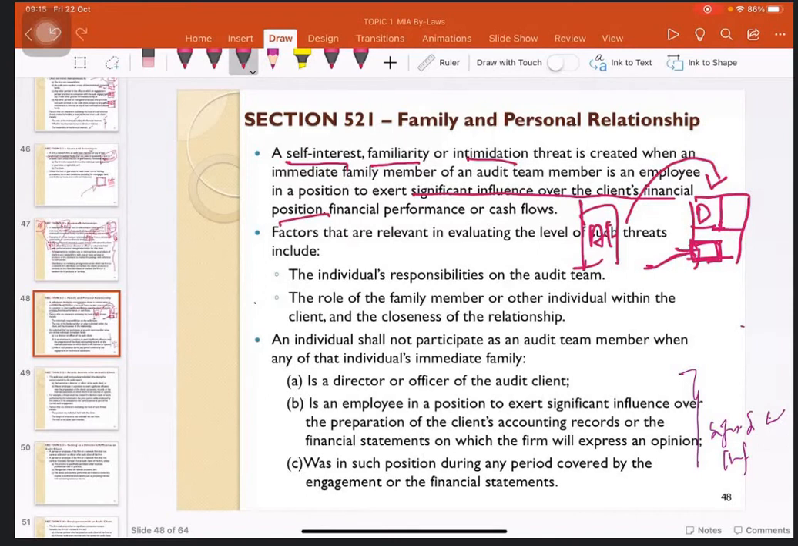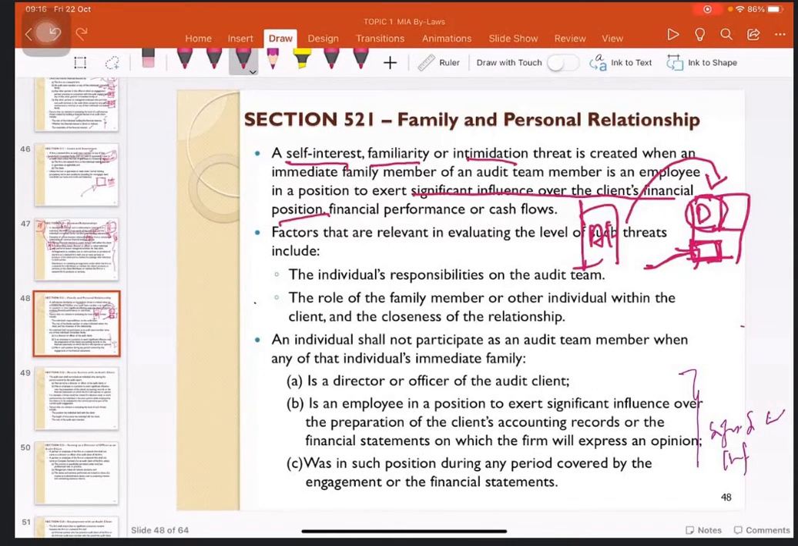Okay, tetapi kalau dia ada significant influence meaning that they are the one involved in decision making ataupun they are the one involved in setting the policy, the company policy. Okay, so that one we call it as the significant influence. Ataupun they are the one yang involved in financial accounting and financial matters. Okay, that one also we call have the significant influence over the company. Under that situation, it is not allowed.